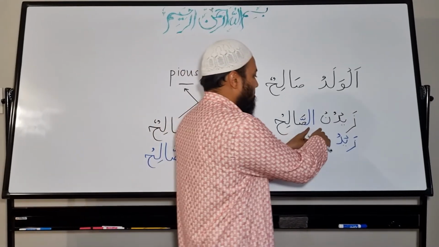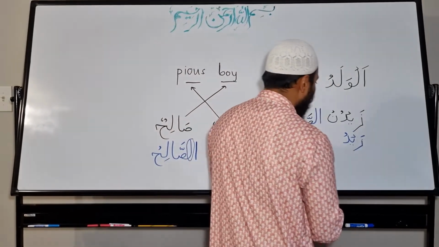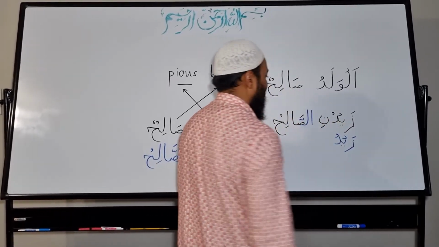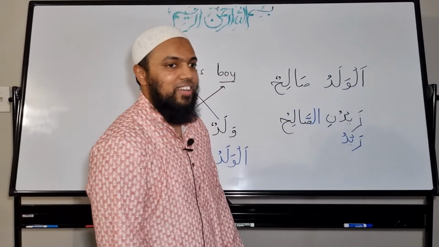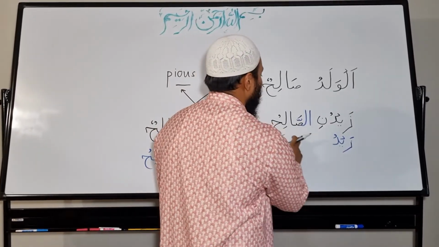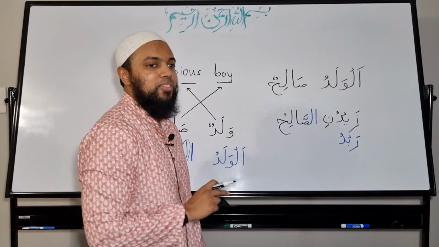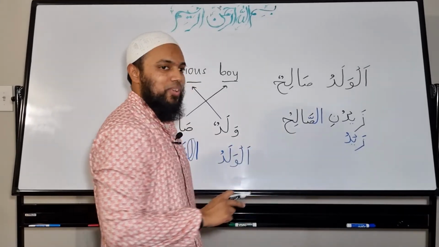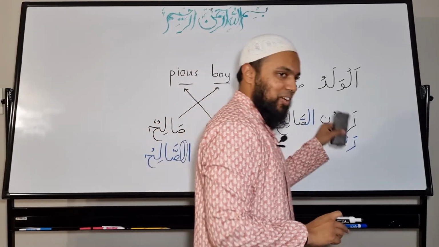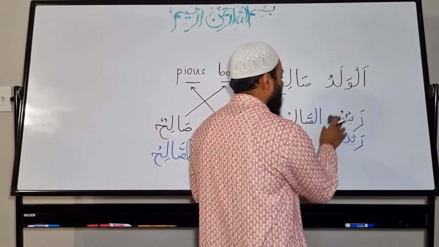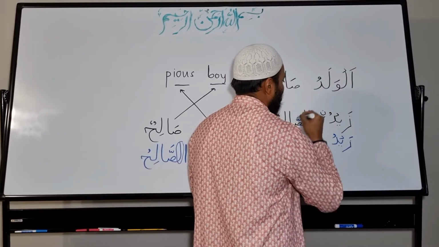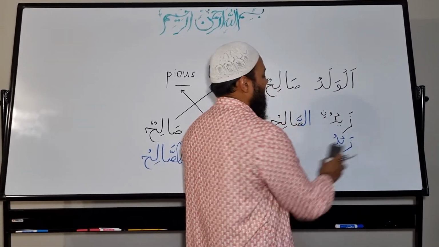So whenever there are two sakins, the first sakin we add a kasra to it. So we read that as Zaidun is Salihu. Zaidu nis Salihu. And in the Quran, you would see that this noon is written like this in some of the mushaf.